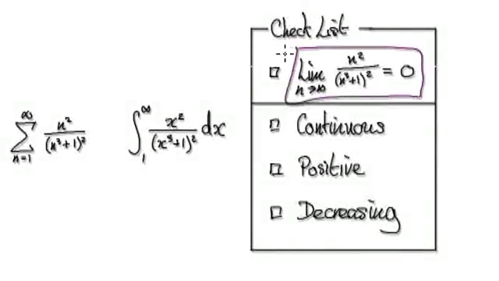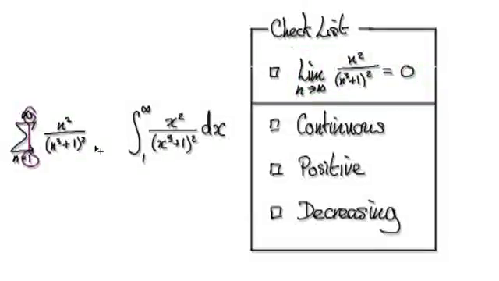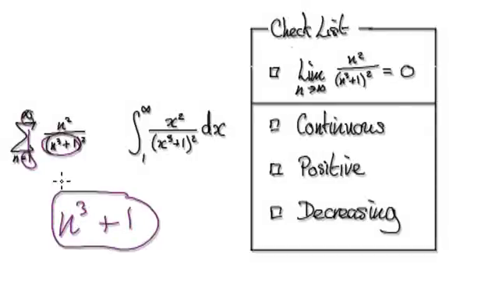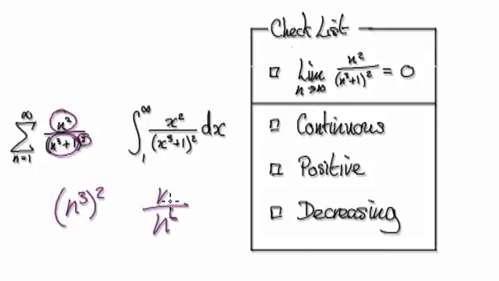The first thing to do is you check that the limit of this, as n moves from 1 to infinity, equals 0. So as n moves from 1 to infinity, here you've got n to the power 3 plus 1. As n moves towards infinity, this is going to be very, very big, and then you're adding a tiny amount onto it. So let's just consider this n to the power 3 plus 1 as n to the power 3. And then here you've got to square it, so that would be n to the power of 6. And then up here you've got n squared.